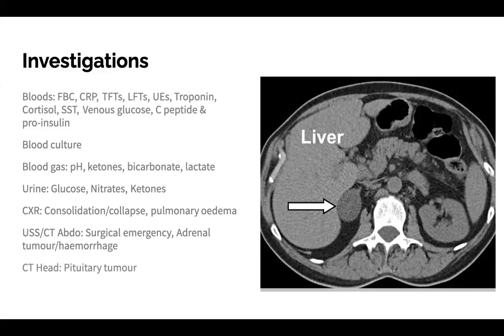Sometimes patients can present with Addison's that's not a primary Addison's, i.e. it's not an adrenal problem, but it's a secondary Addison's, and that's usually with the pituitary. And a CT head or an MRI head may be warranted at a later stage to investigate a patient with Addison's crisis, and they might show a pituitary tumor.